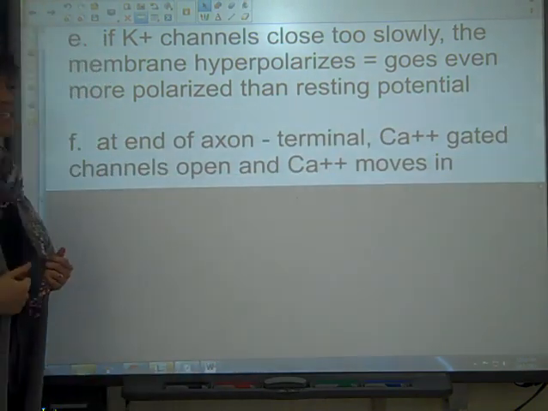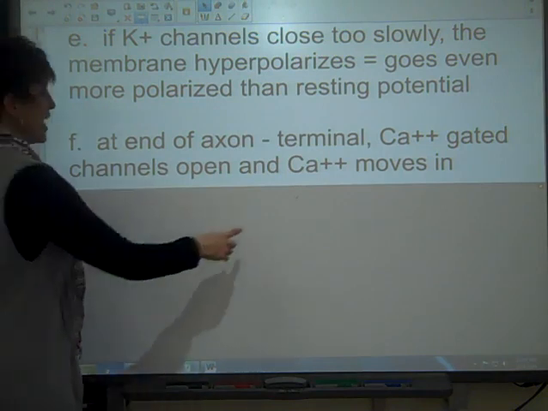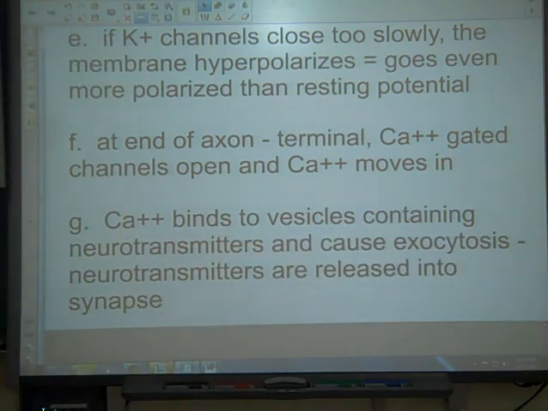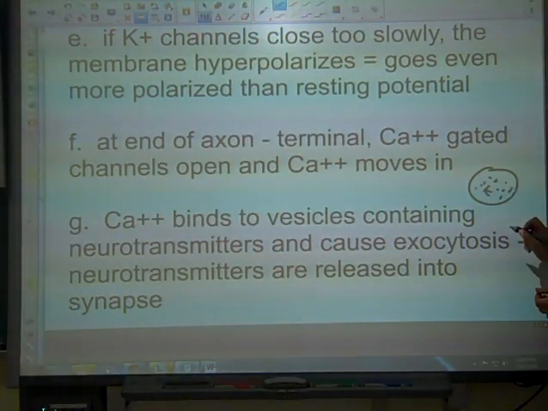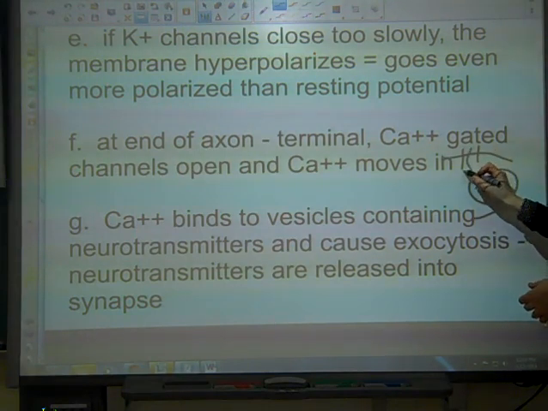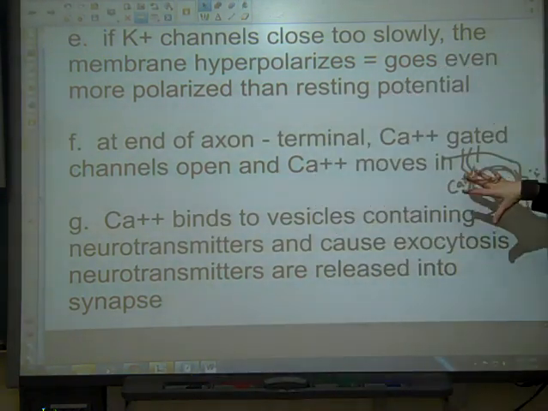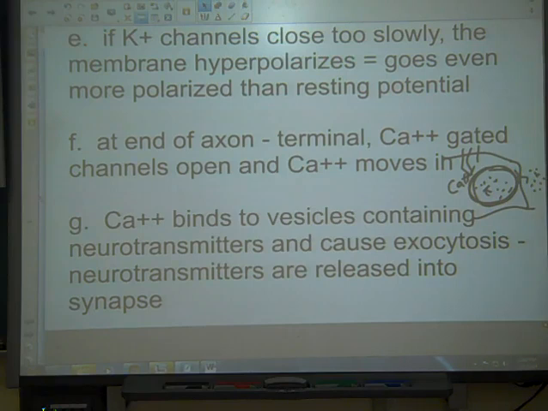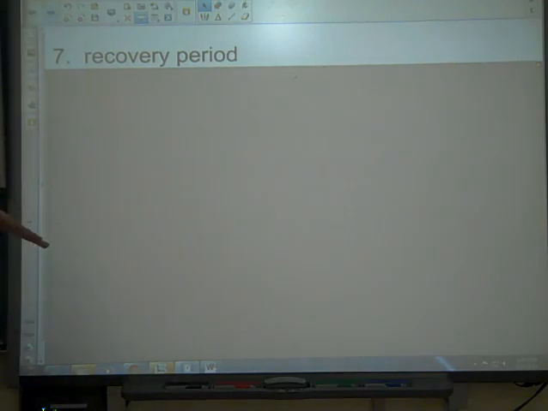All right, at the end of the axon terminal has calcium-gated channels. They open up, calcium moves in. Calcium has a really specific job. Calcium binds to the vesicles. So a vesicle, you remember in any cell, a vesicle is like a holding chamber. So inside, here's my axon, and here was the calcium coming in. The calcium binds to these vesicles and causes them to fuse and let out their contents at the end of the terminal. So if they release their contents, the contents are neurotransmitters. And neurotransmitters are our chemical part of our impulse. They are what is going to allow the message to go through the space and be picked up by the next neuron's dendrites.